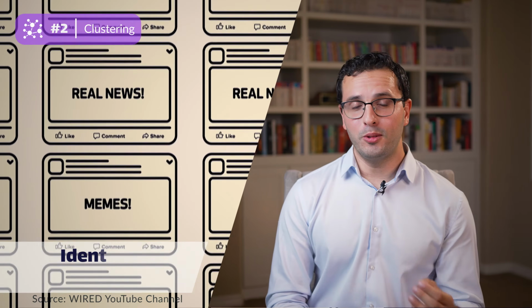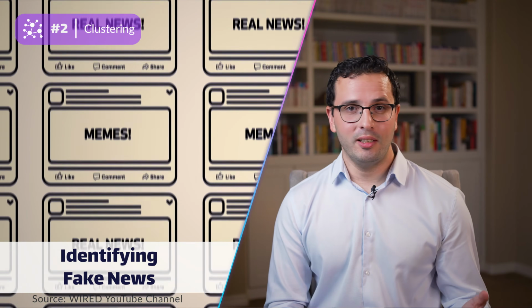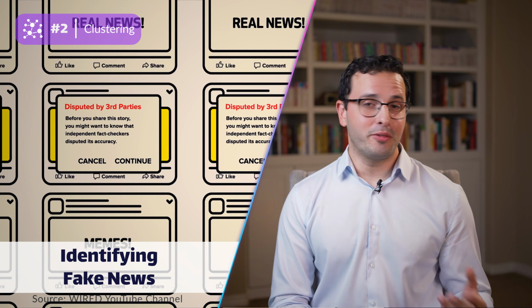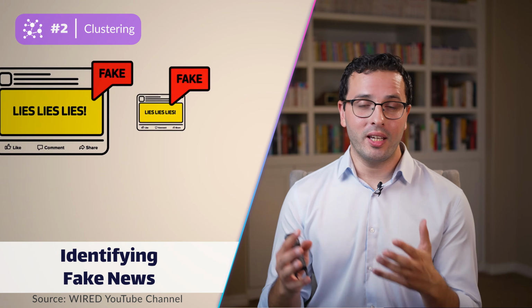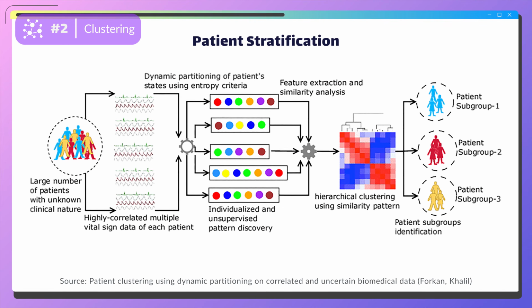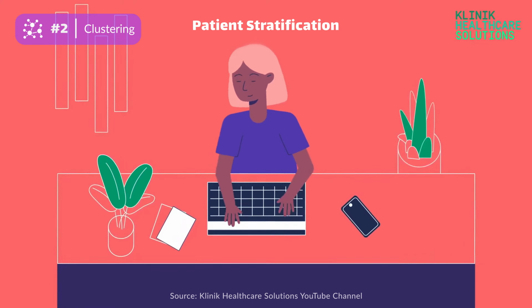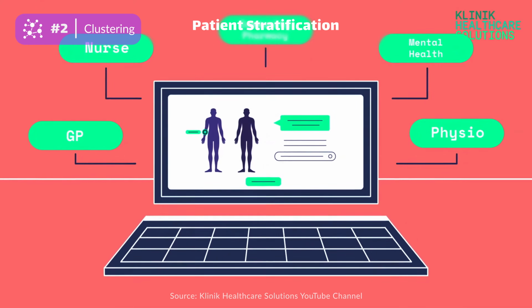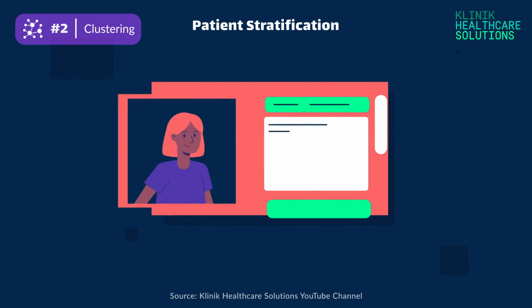Clustering could also be used in other contexts, such as fake news detection. Machine learning could be used to cluster articles based on their textual content, enabling the differentiation between authentic and fabricated news stories. Another application is patient stratification, where clustering could be used to group patients with similar medical conditions, treatment histories, or demographics. This helps healthcare providers identify subpopulations of patients that may require tailored treatment plans or personalized care.